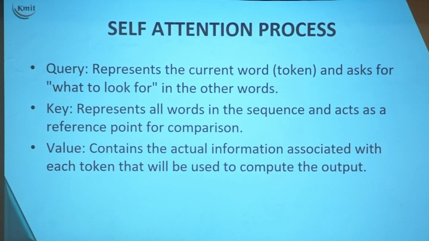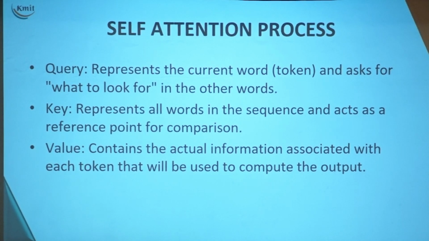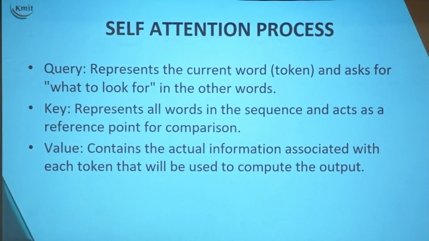I already explained what a query is. Query represents the current word you are talking about, and it asks what to look for among the other words. Suppose I am talking about cat. What is the next important word that I can go for? I should search for the next important word as per the distribution of attention weights. That's why we are calculating attention weights for each and every token. Understanding this? Key represents all the words in the sequence and acts as a reference point for comparison. Value contains the actual information associated with that token.